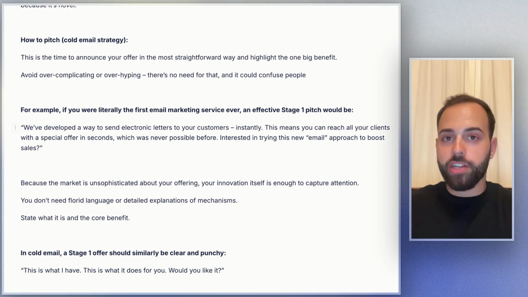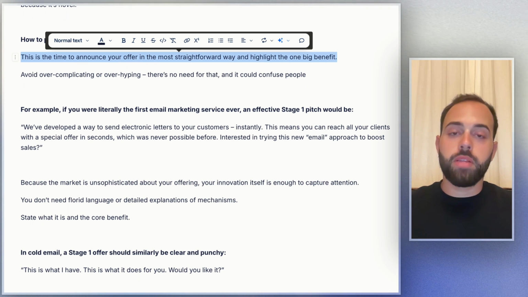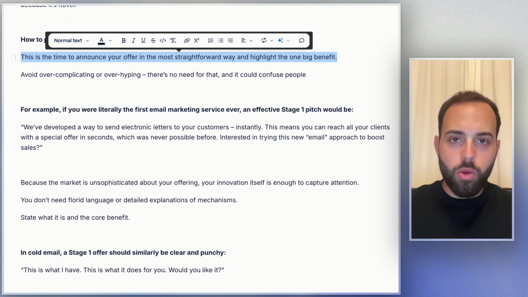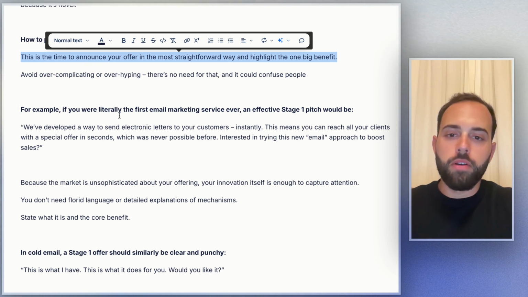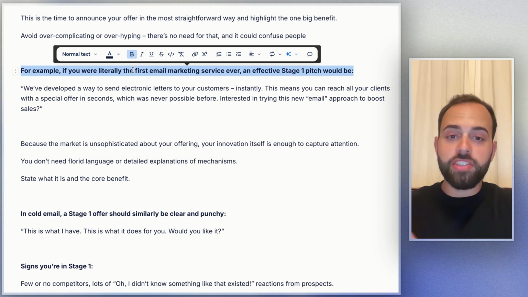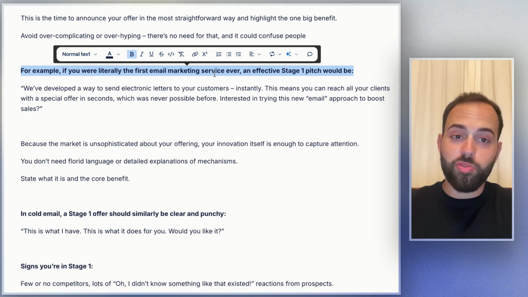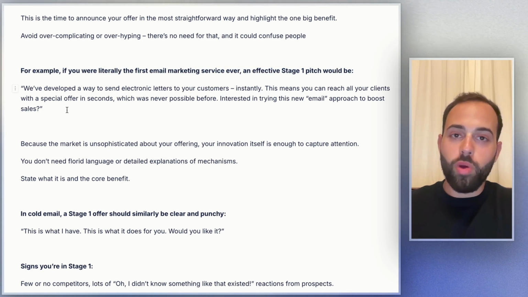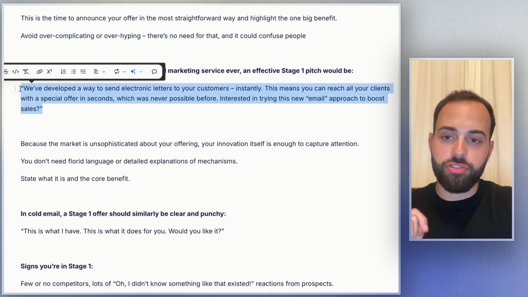Now, how do you pitch in an unsophisticated market? Well, this is where you need to announce your offer in the most straightforward way, highlight the one big benefit, and just avoid overcomplicating things because it can just confuse people. So, for example, let's say you were the first email marketing service ever. This is what an effective stage one pitch would be. And for those of you who run email marketing agencies, you will understand how different your pitch needs to be in 2025, at the time I'm recording this video, compared to this pitch right here.